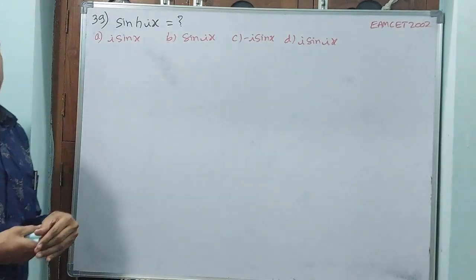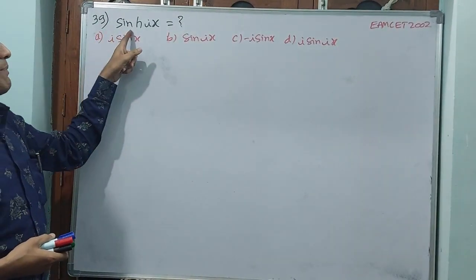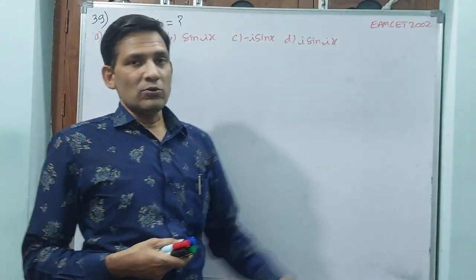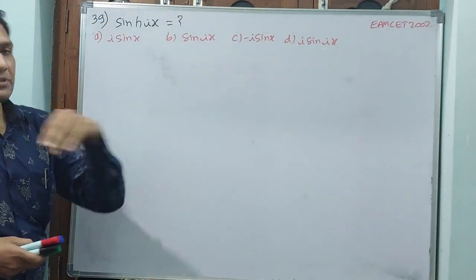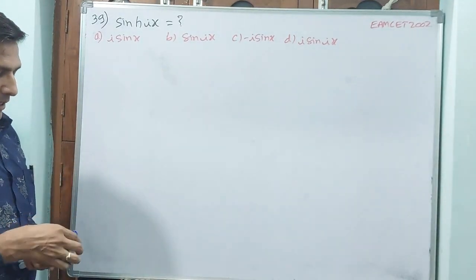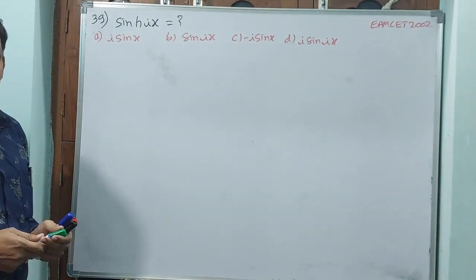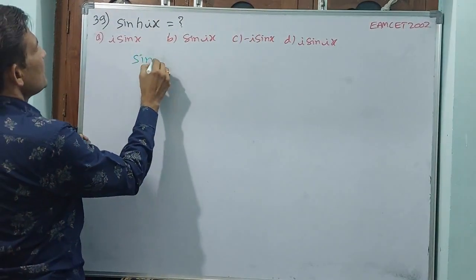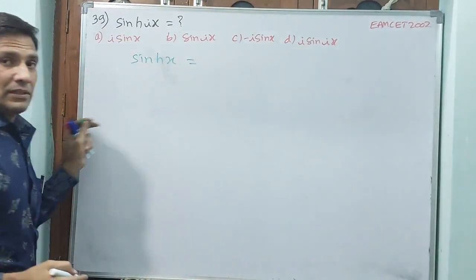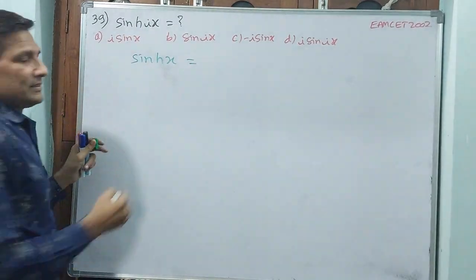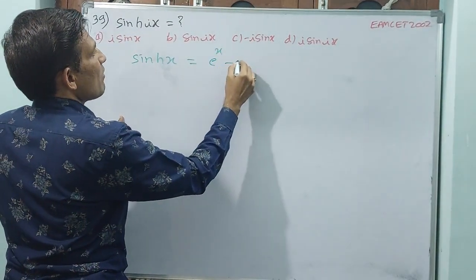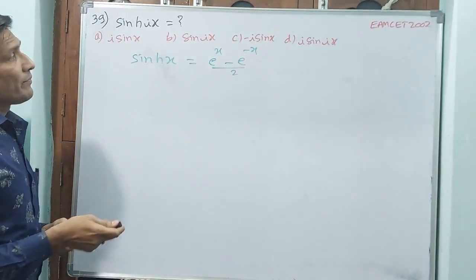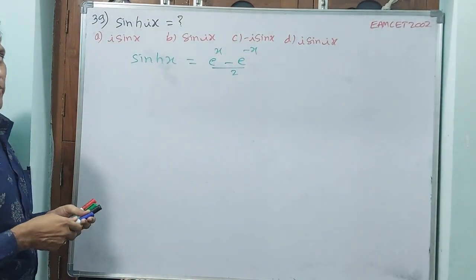See question number 39. Sin hyperbolic of ix is equal to how much, they are asking. This question's answer is 2002. 4 options also they have given. Okay. See what I am doing. First, sin hyperbolic x value is how much? Sin hyperbolic x, not ix, x, is e power x minus e power minus x by 2. Okay?